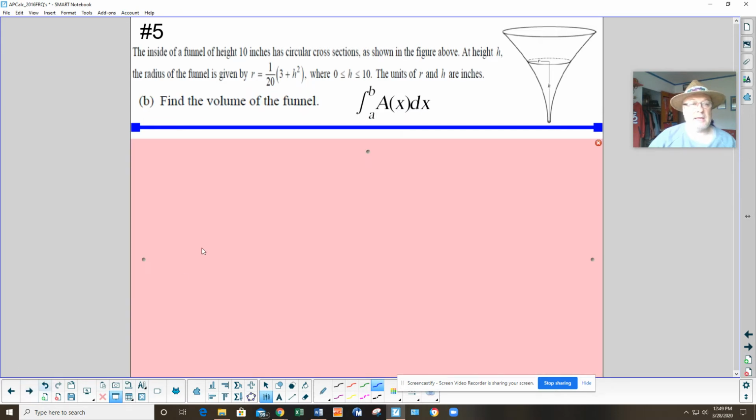For part B, it says find the volume of the funnel. So this is where students started to complain, like, oh my God, this isn't on a coordinate plane. We always do volumes on a coordinate plane. How am I going to figure that out? Well, just remember that whenever you're finding volume, all you have to do is find an area function. So whether it's on a coordinate plane or not, you just need to take the integral of the area function.